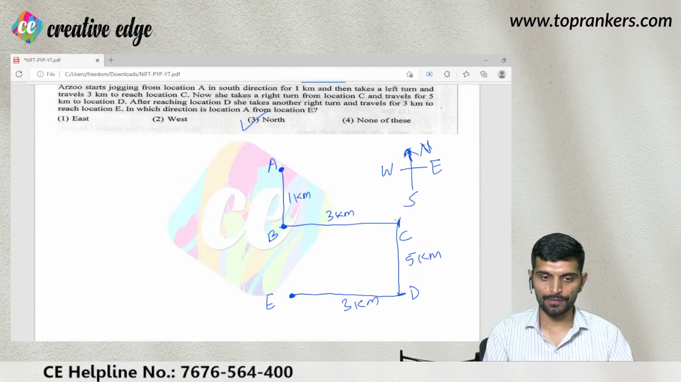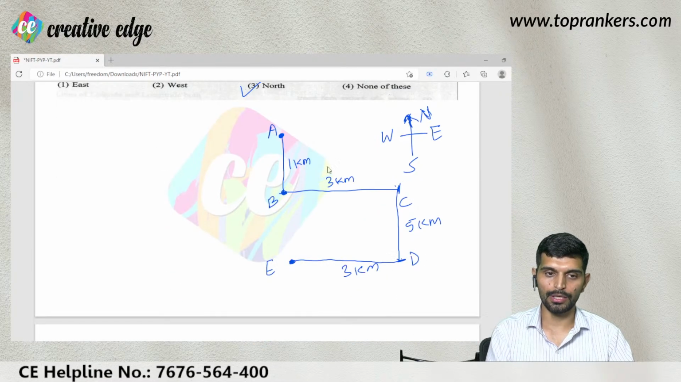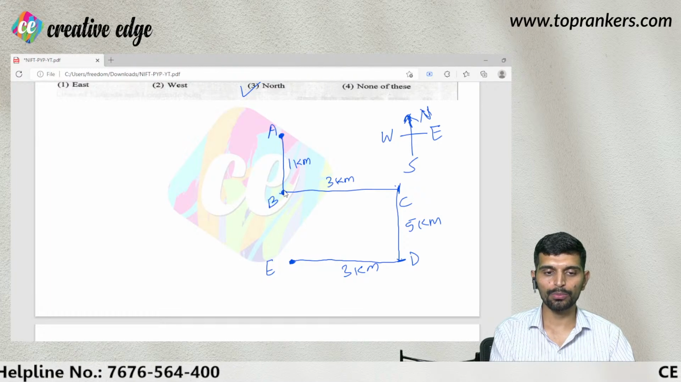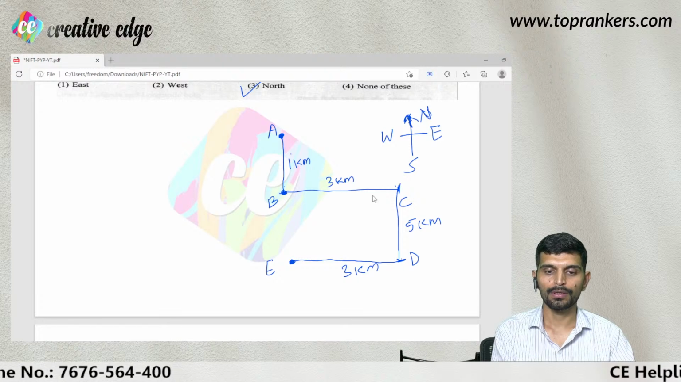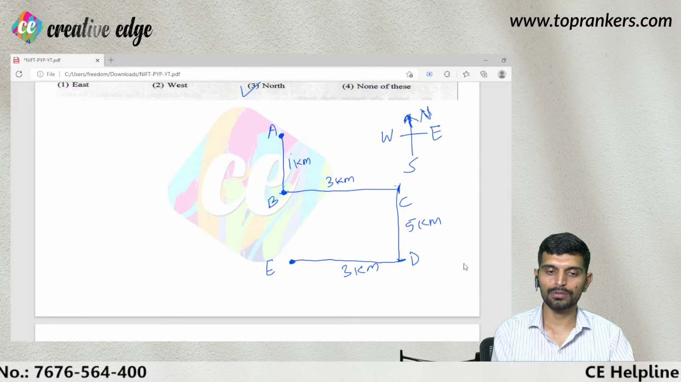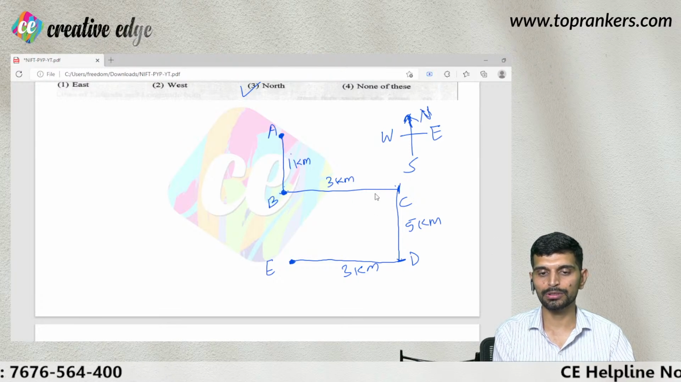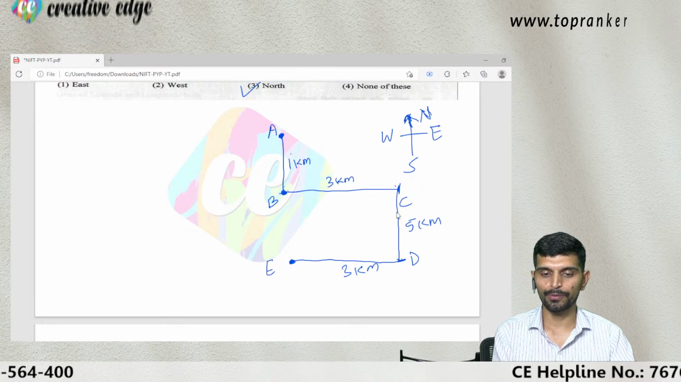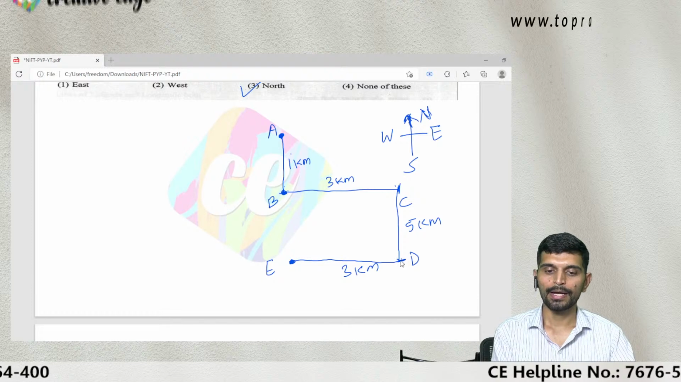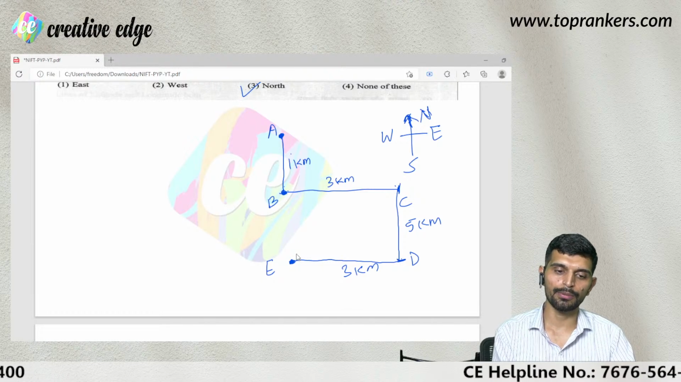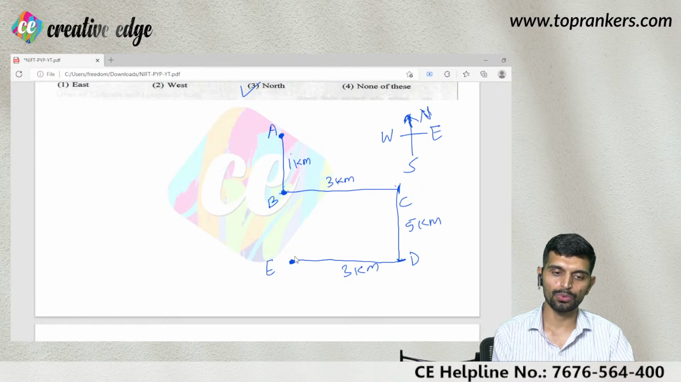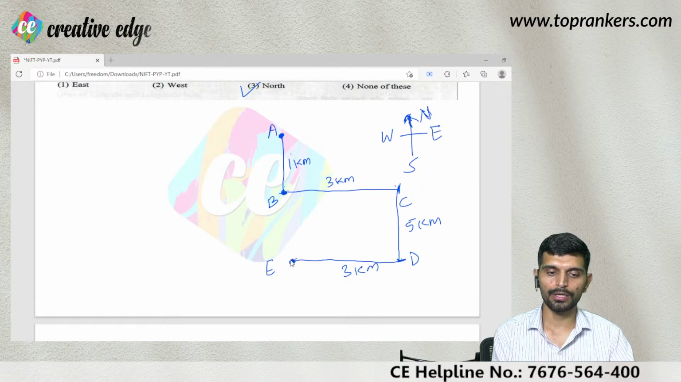Prachi, if you have requested this one once again, so here it is. So Arzu moves from point A to B 1 kilometer towards south, and then she takes left. She takes left, so she'll be moving towards east 3 kilometers. Then she takes right, so she'll be moving towards south once again. And then she takes right again, so she'll be moving towards west, right? Facing south, taking right is towards west. So here is point E.